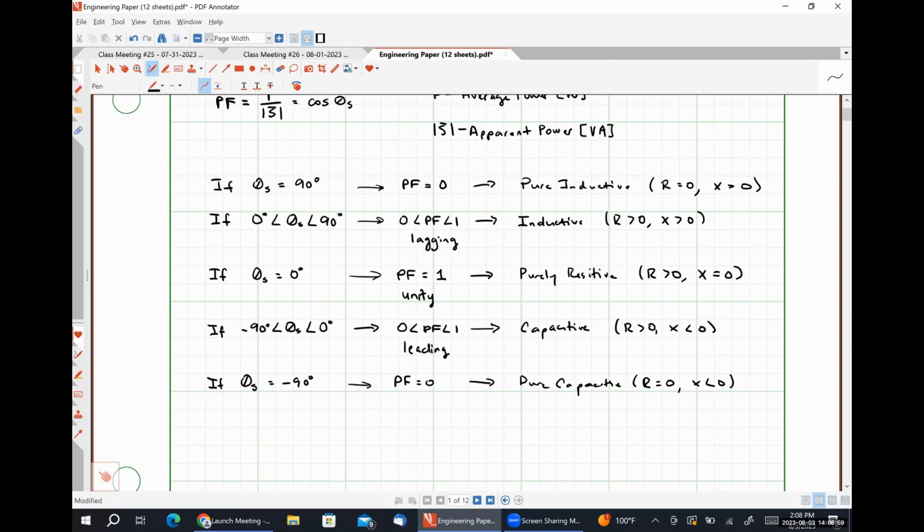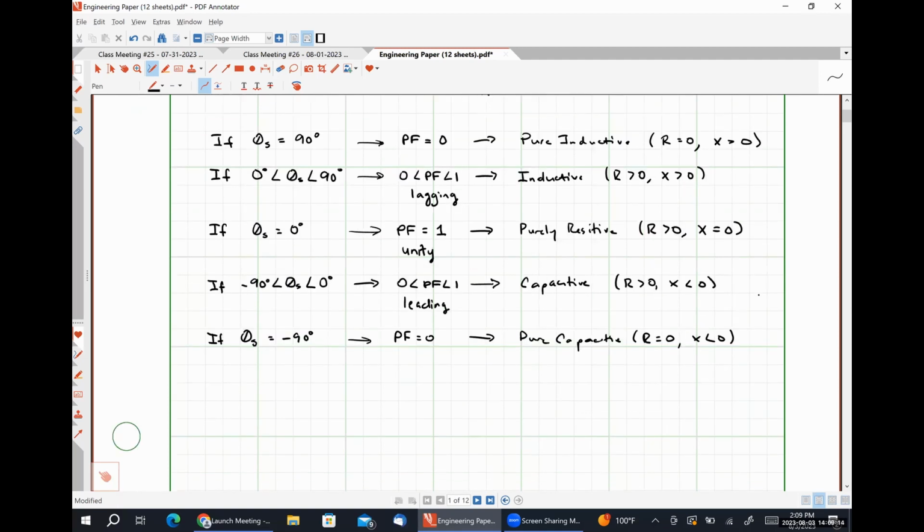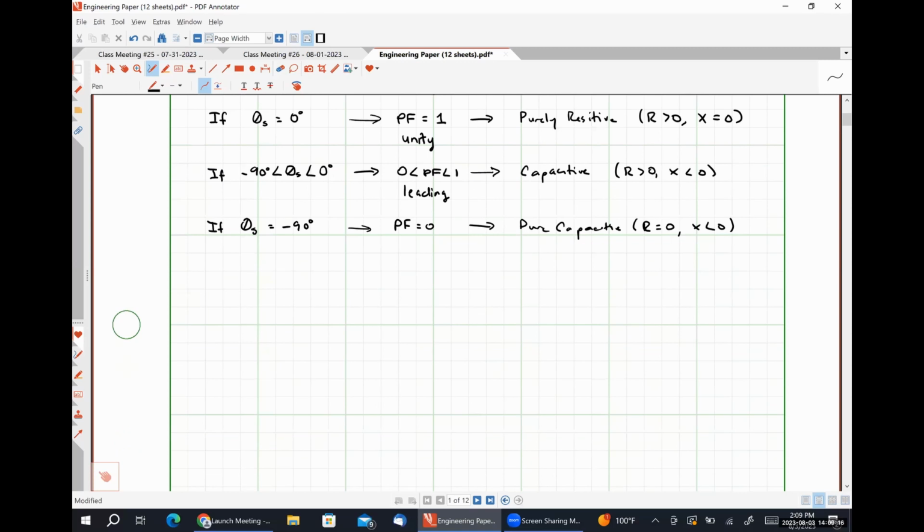All right, so we've talked about power factor here a little bit. Let's look at an example here, and this will be our segue into power factor correction as well. So let's say that we have a system.